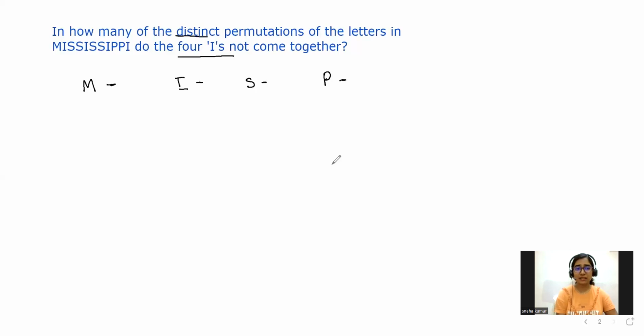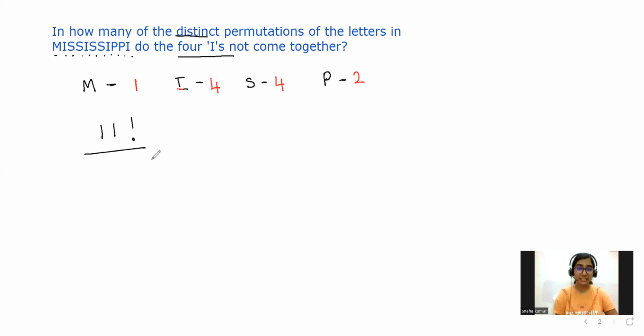And then how many times does this letter M occur? It occurs only once. What about I? I occurs 4 times. And what about S? S also occurs 4 times. And P occurs 2 times. Now, generally, they're talking about distinct permutations. So first, let me see how many times these letters get permuted. So count and see how many letters we have here. 1, 2, 3, 4, 5, 6, 7, 8, 9, 10, and 11. So I have a total of 11 letters.